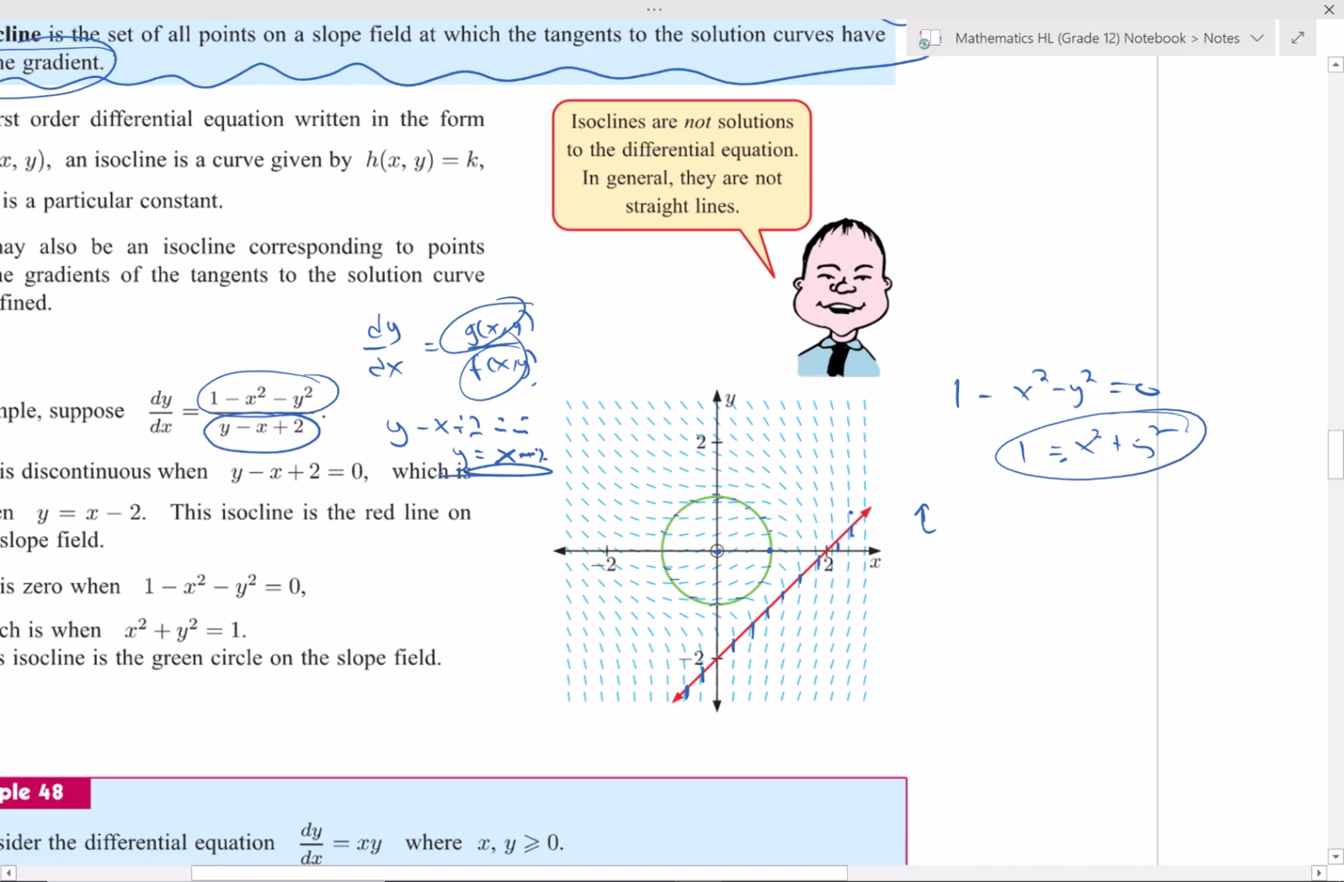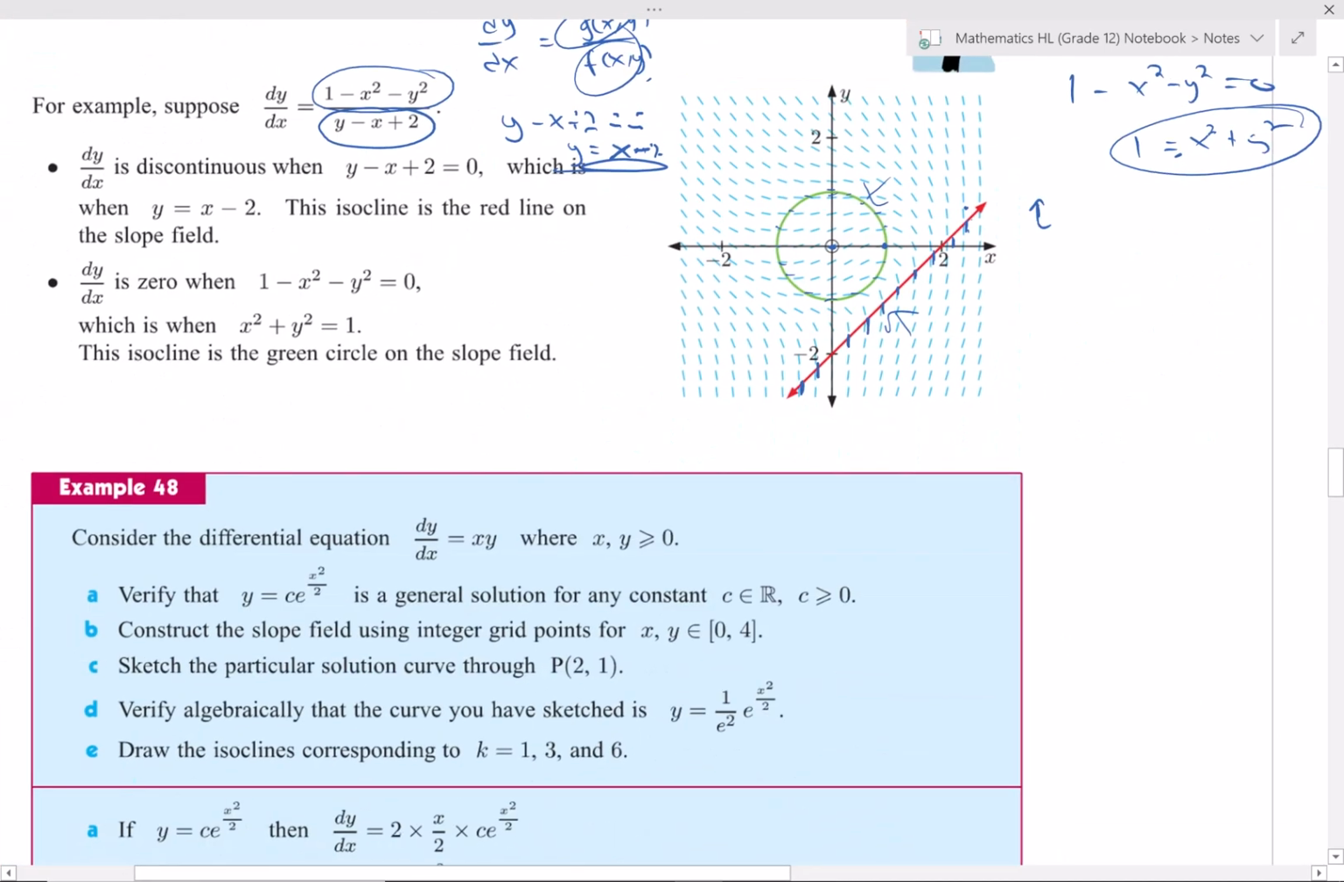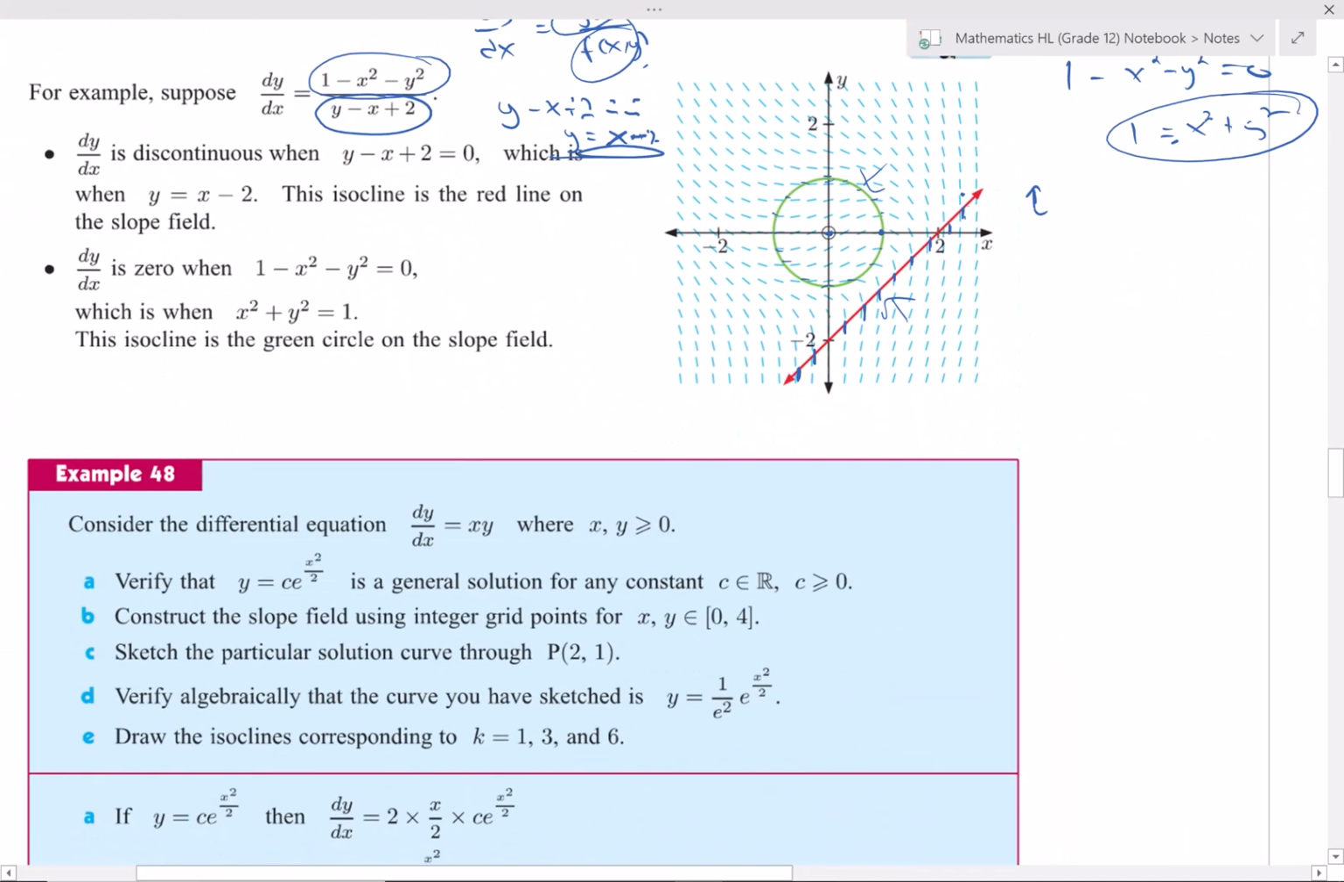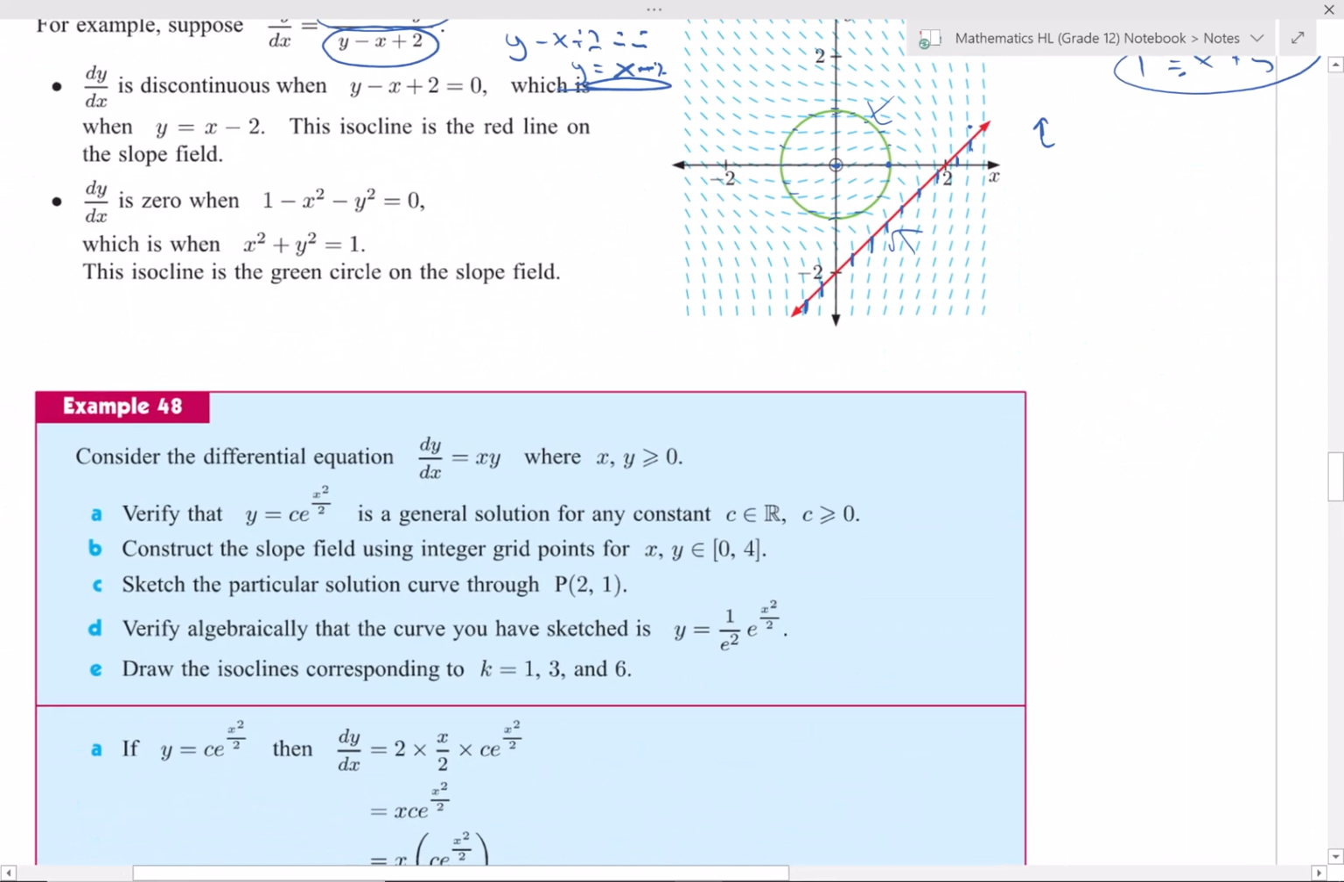You could do the same thing for all the slopes that are 1, all the slopes that are 2, all the slopes that are 3. But the most interesting ones are when the slope is undefined and when the slope is 0. All right? So moving on, another example, we have: consider the differential equation given here, verify that this is a general solution, right?